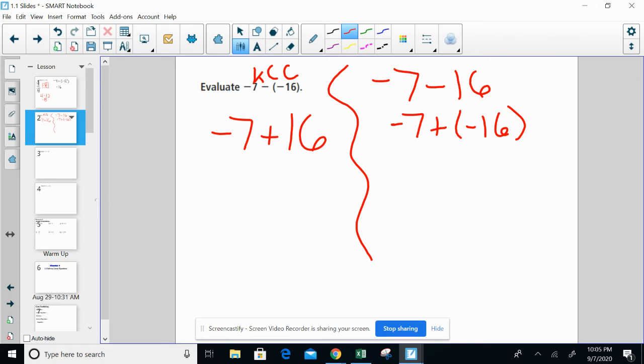So in this case, subtract the numbers, just like the last one. If they're different signs, you subtract the numbers. So 16 minus 7 would be 9. And the bigger number is positive. So that is your answer.